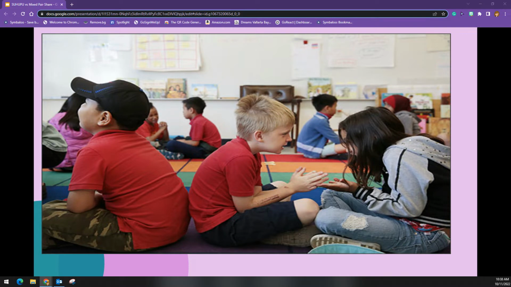Look at this picture of these second graders. It is apparent how engaged the students are in sharing their thoughts with each other after partnering up. In fact, if you look at the boy and the girl on the right, they look as if they're trying to convince each other of their own viewpoint.